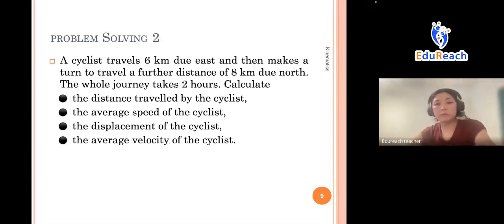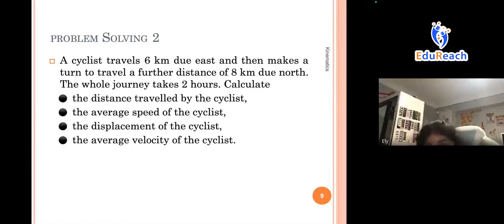Can you read this out loud for us, please? A cyclist travels 6 km due east and then makes a turn to travel a further distance of 8 km due north. The whole journey takes 2 hours. Calculate the distance traveled by the cyclist, the average speed of the cyclist, the displacement of the cyclist, and the average velocity of the cyclist.